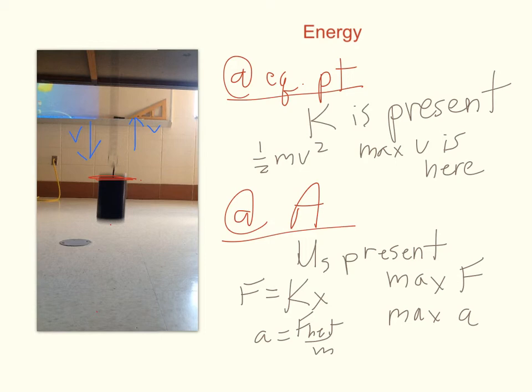Recapping, at the equilibrium point, you have kinetic energy at a maximum, and since kinetic energy depends on speed, the oscillator will be traveling the fastest at the equilibrium point. At either of the two amplitudes, you have a maximum presence of spring potential energy. And since the force exerted by the spring depends on how far away you are from that equilibrium point, the mass will be experiencing a maximum force and consequently a maximum acceleration.